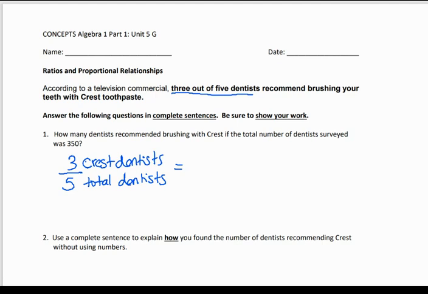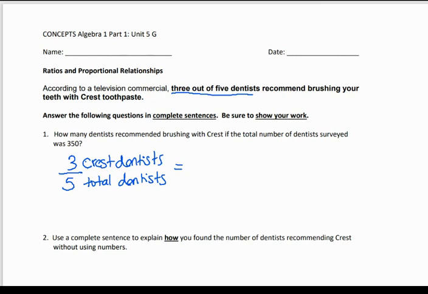Can somebody tell me then, if that's the ratio we're going to use throughout this whole thing, 3 out of 5 represents our what vocab word? Ratio. It's a ratio, yes. But if it's what we're going to use throughout the entire problem, it's our constant, yes. And some of you may have been saying that, but exactly. That's going to be our constant. So keep that in mind as we move forward.